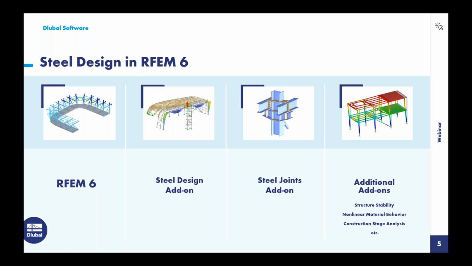Now, additionally, we also have the steel joints add-on to carry out the connection design according to AISC. This will be covered in next week's webinar. So if you haven't already signed up, this will take place on Thursday of next week at the same time, 2 p.m. Eastern, where we'll take a look at this particular add-on for full steel connection design. There are additional add-ons available as well, such as structure stability to calculate the various buckling mode shapes, nonlinear material behavior, construction stage analysis, and so on. So you want to create this package that's specific for your design needs.